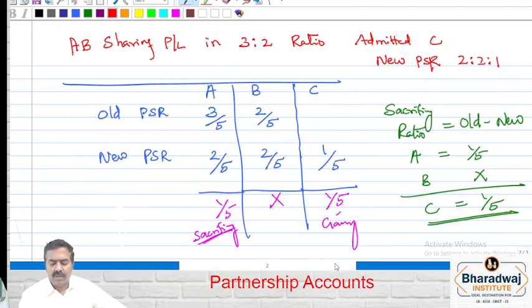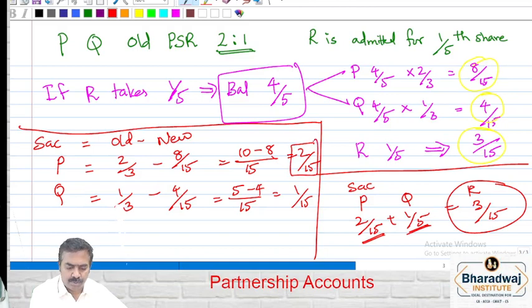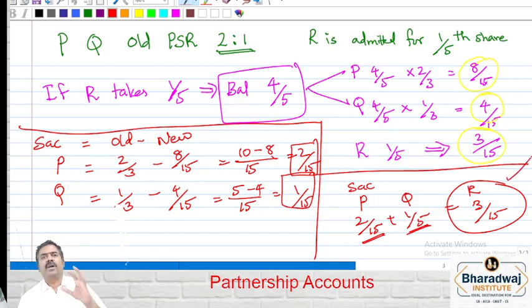But in the last question, who was sacrificing? Only A was sacrificing. In this question, both P and Q are sacrificing. So the sacrificing ratio is 2:1. First take up the new ratio calculation. The sacrificing ratio is old ratio minus what? New ratio. This is only a verification for us, not to be written in the exam. It is just to make you logically understand that whatever the old partners sacrifice, the new partner will gain.